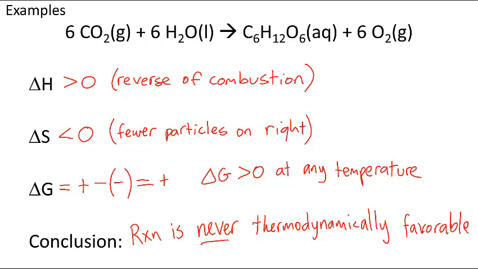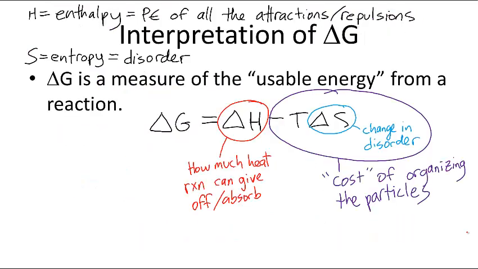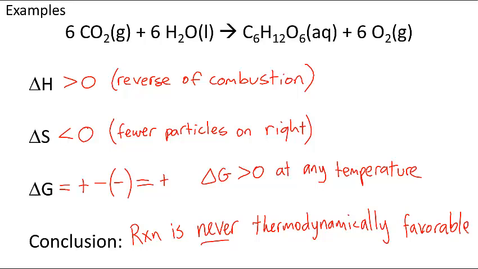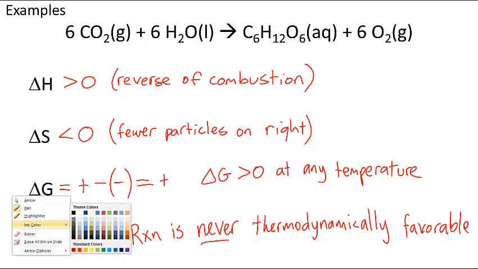All right. Going back to our interpretation of delta G, if you think about photosynthesis, if you think about this reaction, it takes a certain amount of energy. Delta H is the amount of energy it takes just to rearrange the bonds and trade in the strong bonds for weaker ones. So delta H here is the cost of changing stronger bonds into weaker bonds.